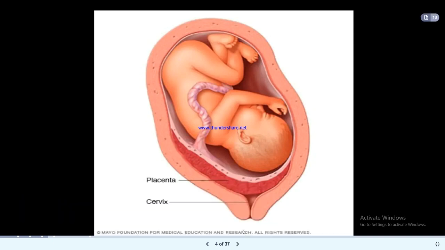Here you can see in this diagram, this picture is placenta previa. It is covering the os. And here is the cervix. And this is the presenting part.